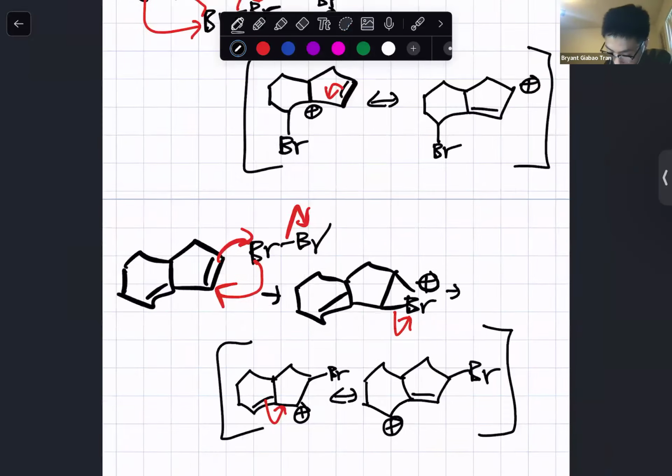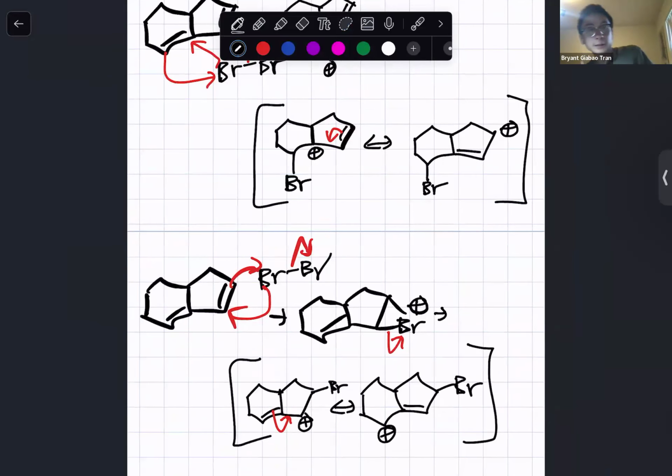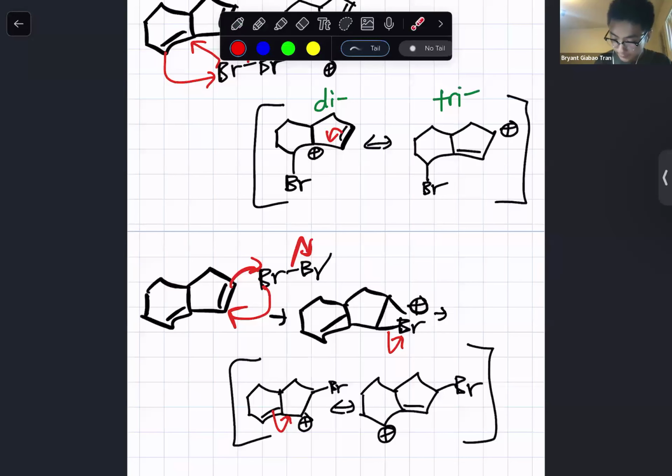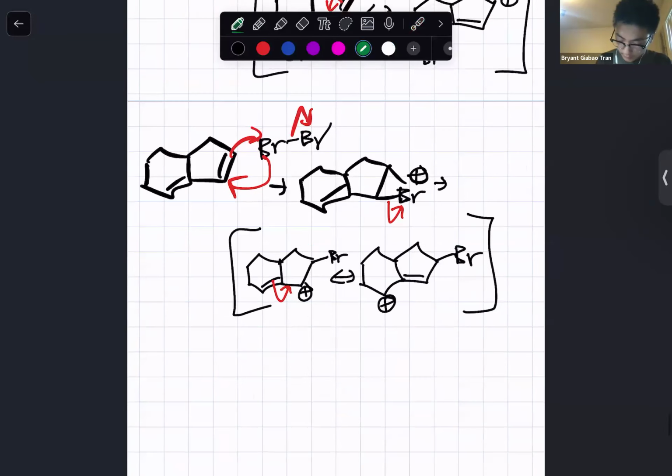Okay. Now from here, let's do the same classification step where we're going to classify the substitution of the double bond and the carbocation substitution. So this double bond right here is di-substituted because there are only two R groups. This double bond here is tri-substituted because there are three R groups. This double bond here is tri. This double bond here is also tri.